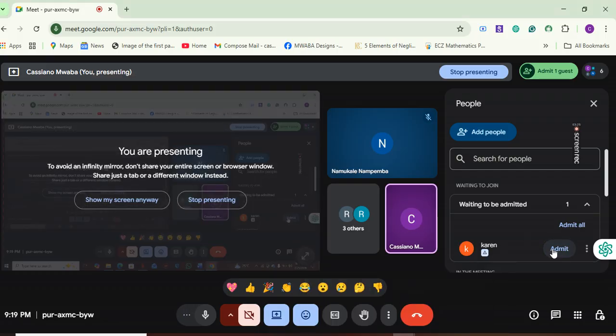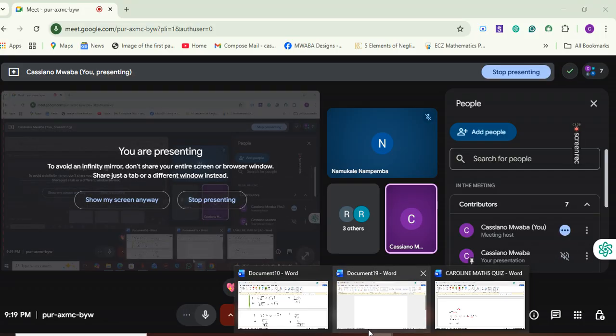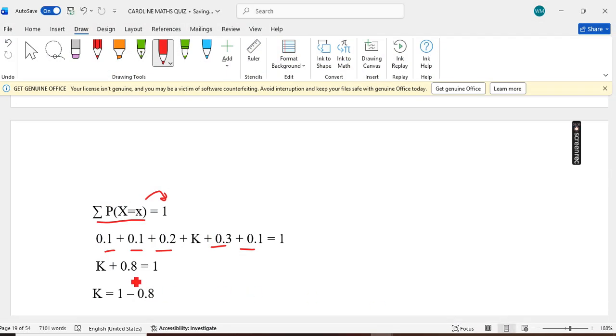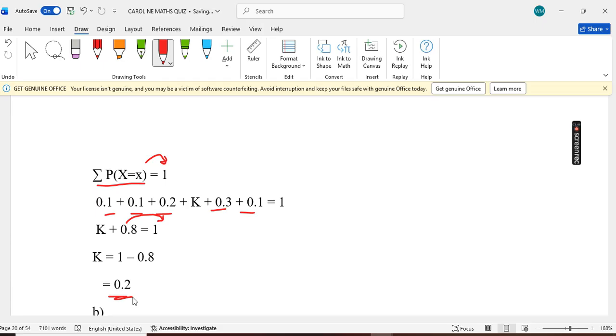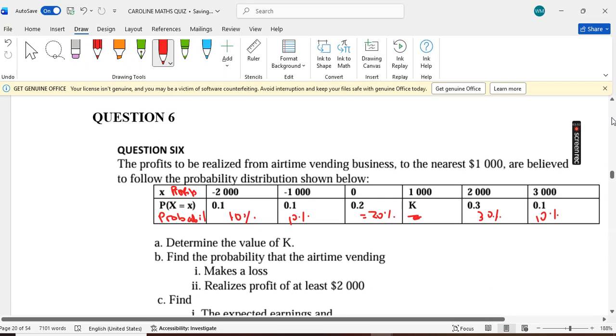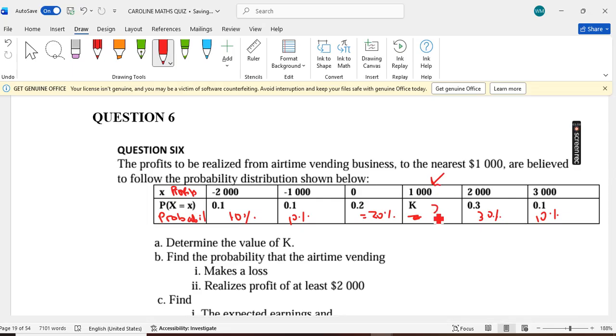To find our value of k, you take this negative 0.8 over the equal sign. So k equals 1 minus 0.8, which gives us 0.2, which is 20%. So, in simple terms, what we are saying here, the probability of making a profit of 1,000 is 20%. That 0.2 that we found, yes, it is 20%. Any questions, colleagues?